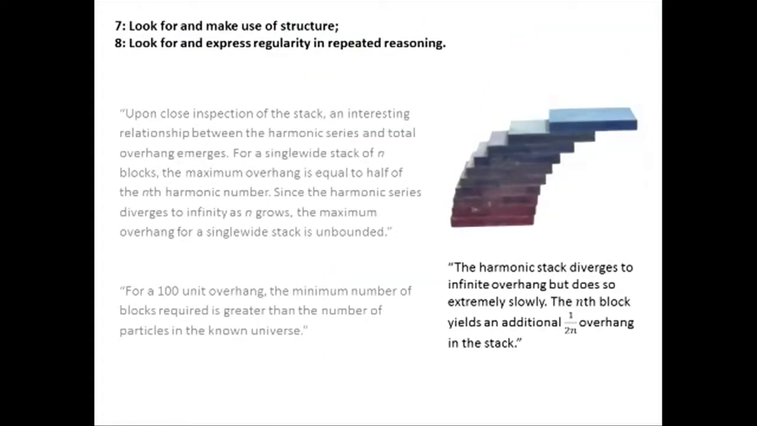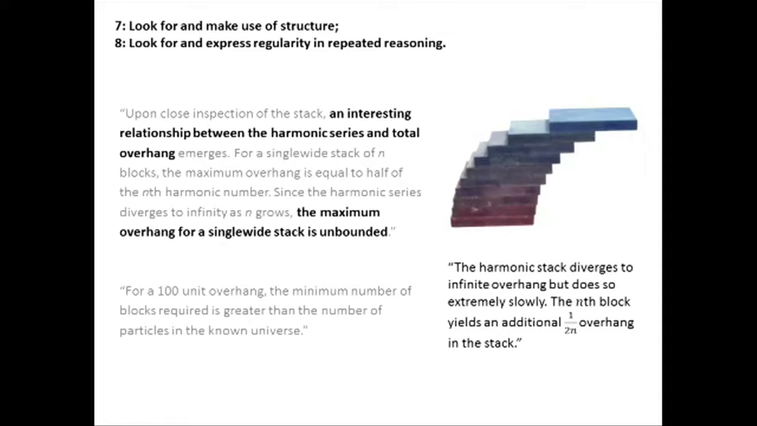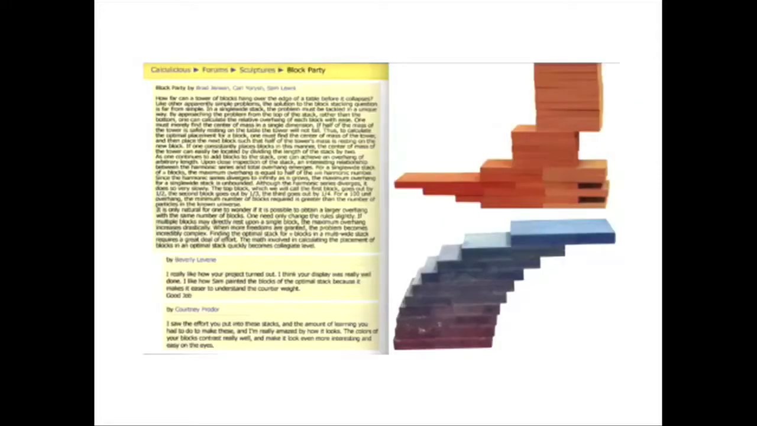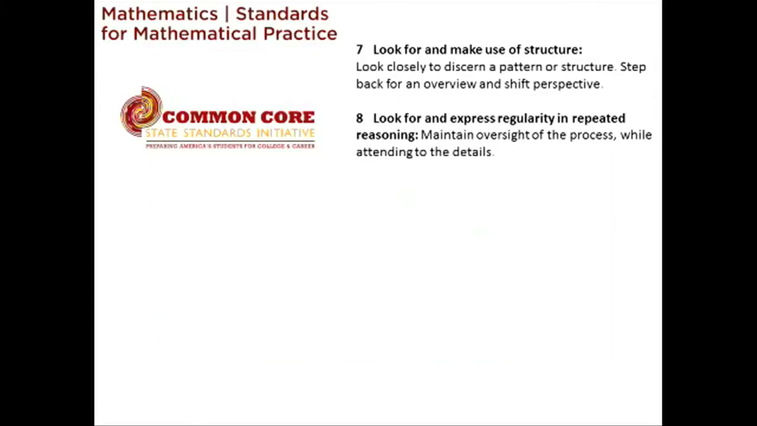The sculpture Brad, Carl, and Sam made and their explanation of the math involved required them to use these 2 standards for mathematical practice. They described the interesting relationship between the harmonic series and total overhang they found in their stack, and explained that this means the maximum overhang for a single wide stack is unbounded. They apply this relationship to see that for a 100-unit overhang, the minimum number of blocks required is greater than the number of particles in the known universe. They included these statements in their description of their sculpture, which is shown in the Calculicious book opposite the image of their structures. These statements show a use of patterns and structure and a willingness to look beyond simple calculations to find and use a deeper concept.